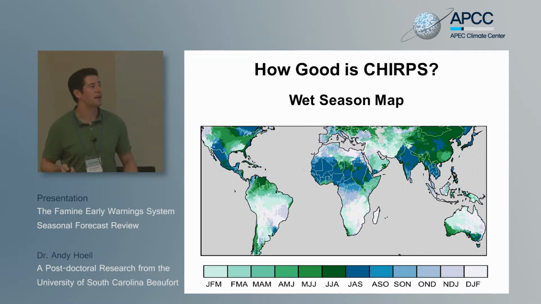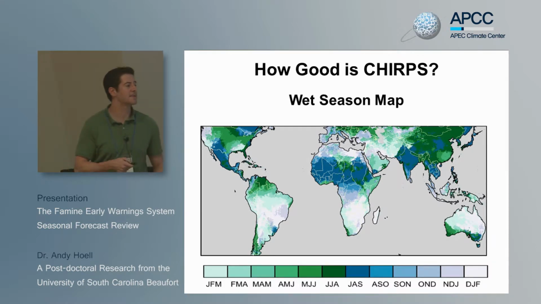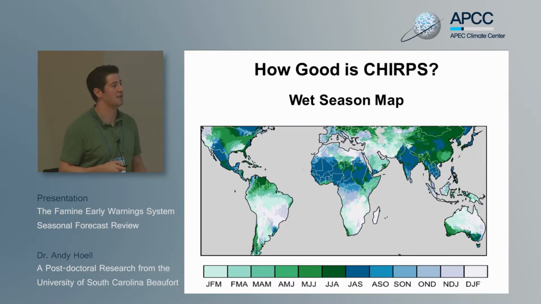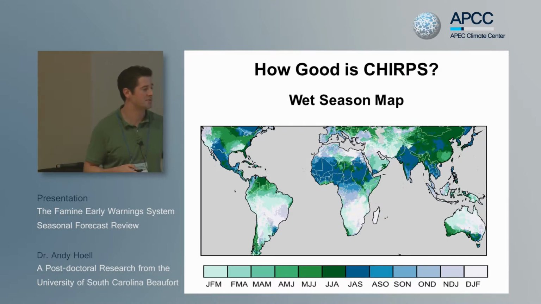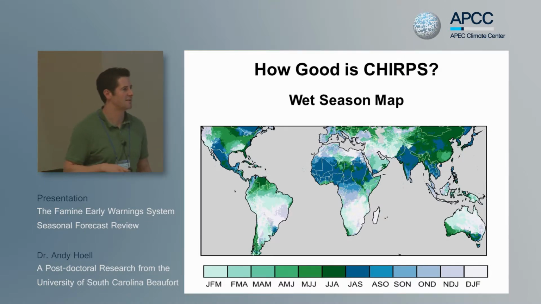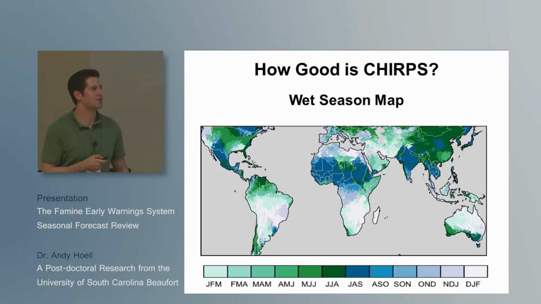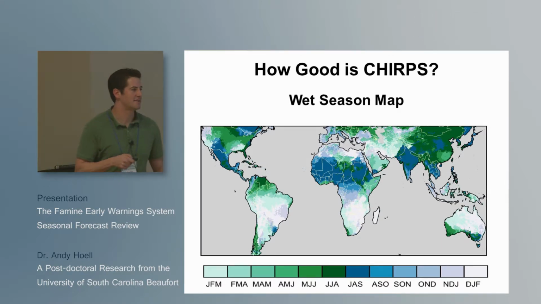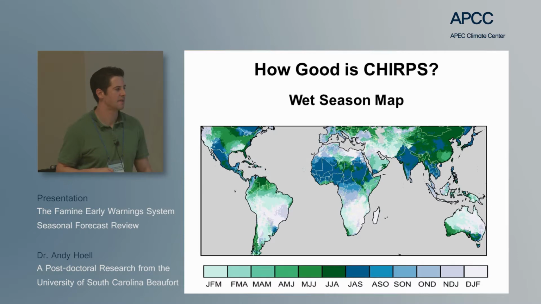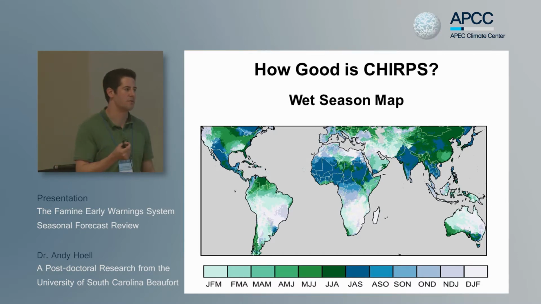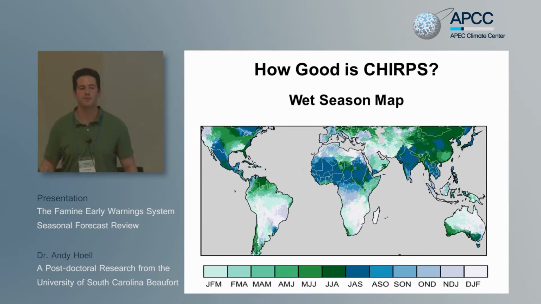Another way of validating CHIRPS. Here's the wet season map for each of these regions. I love this map. I think this map is just wonderful. I didn't make it. Somebody else in our group did. And it just shows the wet season at each pixel here, the wet season being defined as the 3-month period that receives the most rainfall.